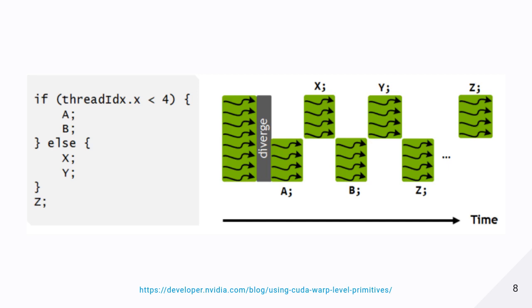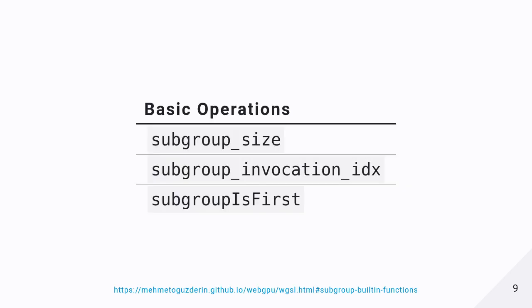Slide 9. Let's get started with the basic operations. Subgroup size gives us the number of threads in a subgroup. Invocation index gives us the index of our thread inside the subgroup. And subgroup is first gives us whether we are the first invocation among the active threads.